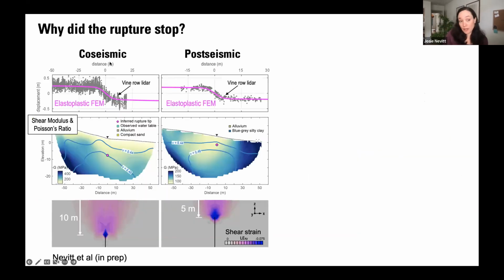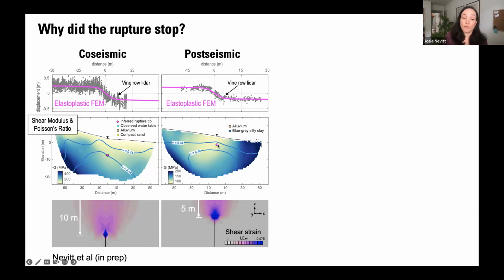For our 2 study sites characteristic of either the co- or post-seismic surface deformation, we built forward elastoplastic finite element models that were based on the site-specific mechanical properties from the seismic tomography and fit to the geodetic data to infer the rupture tip burial depth. And so this was 10 meters at the co-seismic site and 5 meters at the post-seismic site.